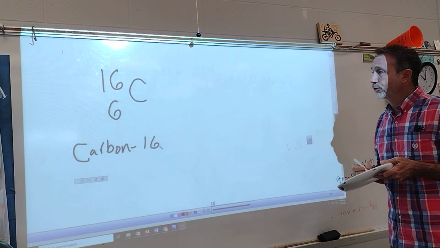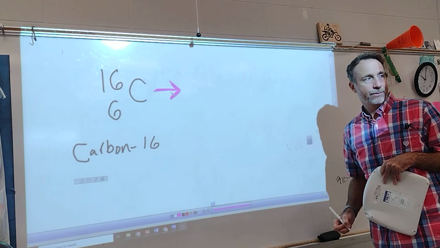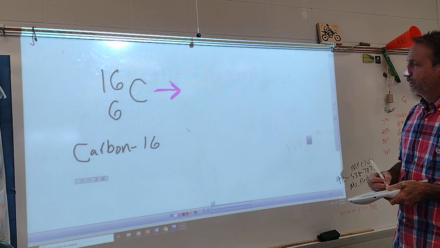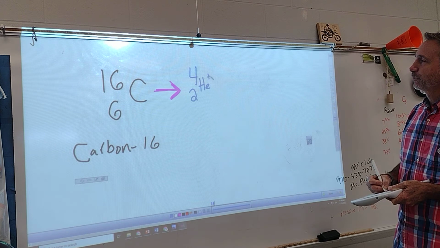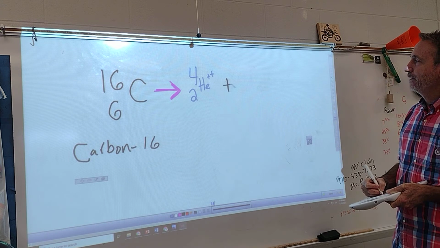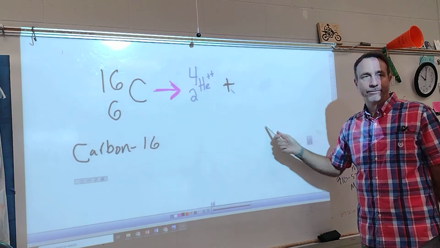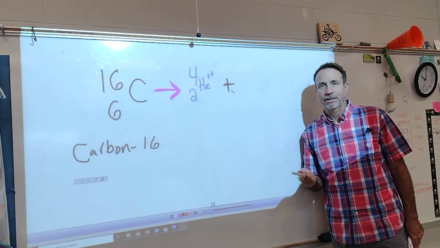And then we're going to draw an arrow here saying, hey, something's happening to it. Carbon 16, this arrow says it decays. It decays by spitting out an alpha particle. An alpha particle is 4/2 He++. And what's the other thing that would now be left over? I know some of you are still writing, so I'm going to wait 1 second.